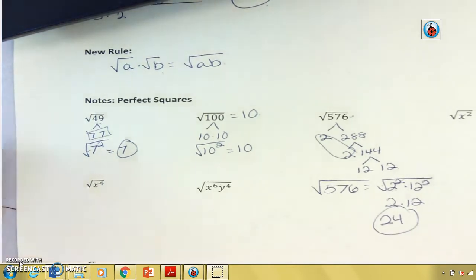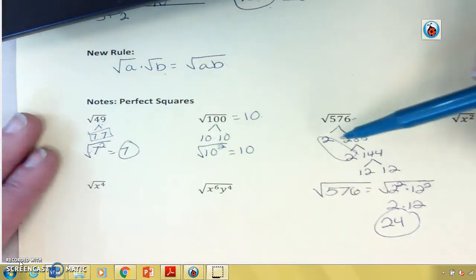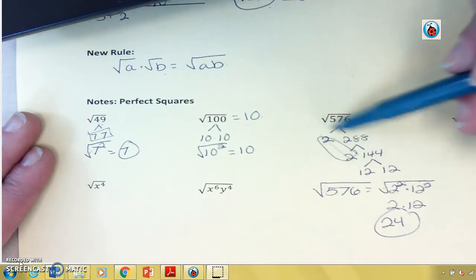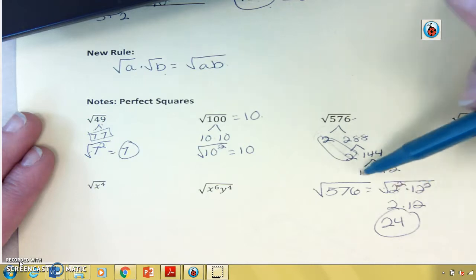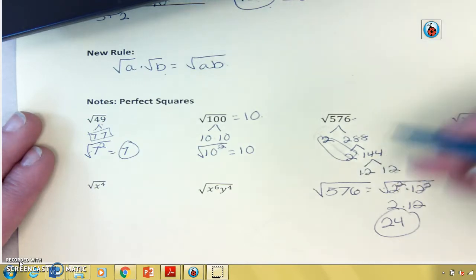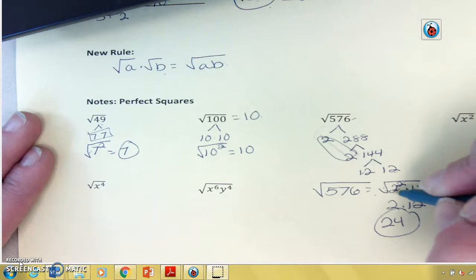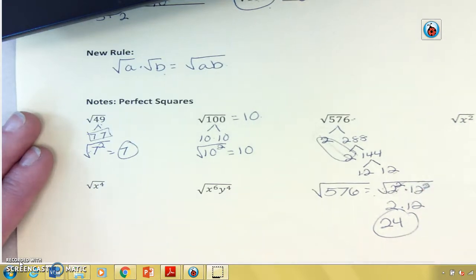So again, because this is where it's starting to get kind of tricky, we're looking, what do I have two of, the same number multiplied to get that? So I got 2 times 2, so 2 squared. 12 times 12, so 12 squared. The square root undoes both of those, so I have 2 times 12 is 24.